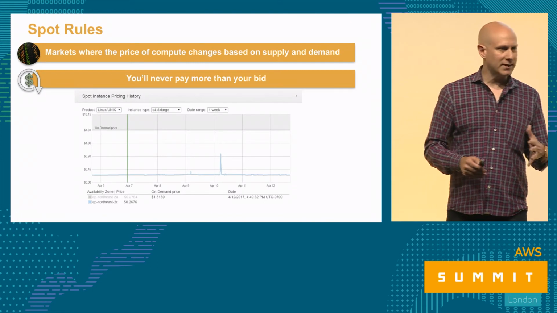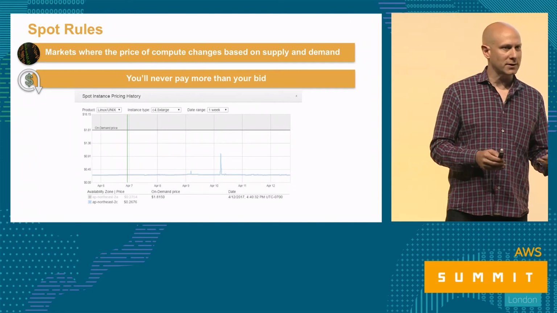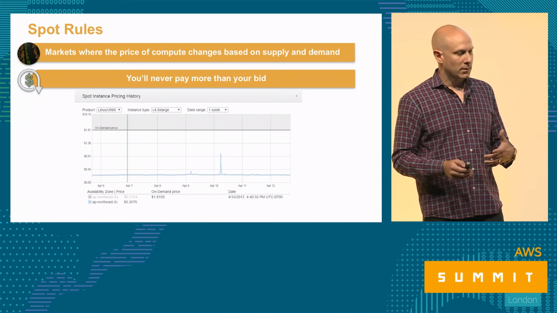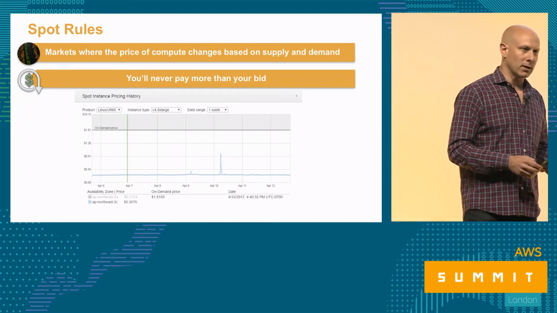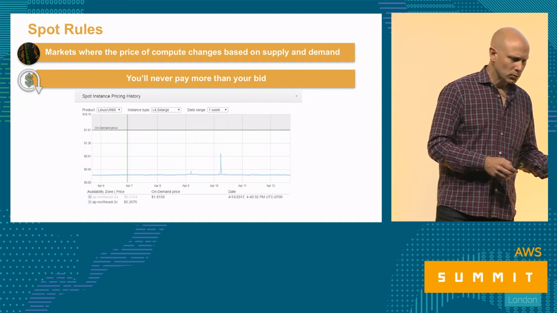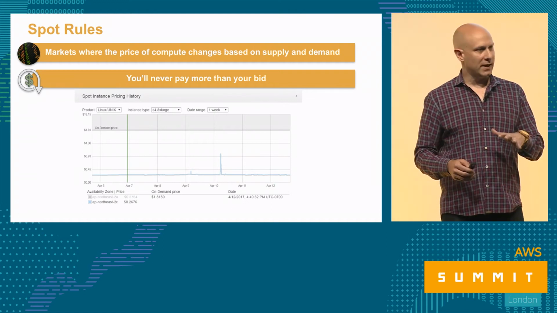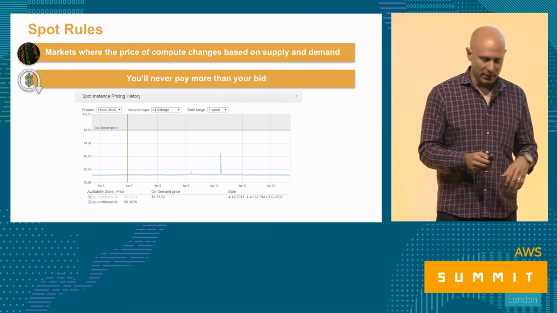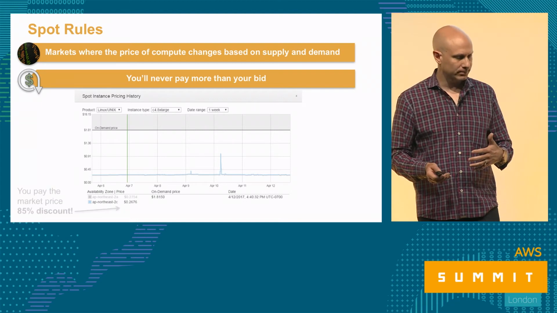So I'm going to dive a little bit more into detail because Spot has a couple nuances that are important to understand. At a fundamental level, it's a market where the price of the compute changes based on supply and demand. You will never pay more than your bid. This is an important concept to understand. It sometimes trips people up.